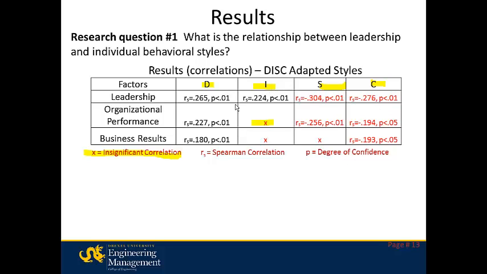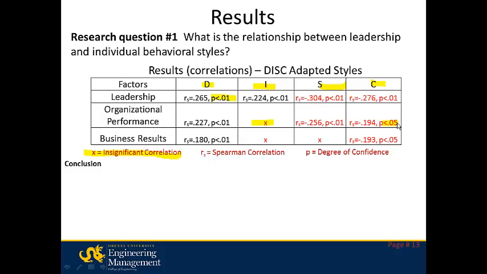Obviously, a degree of confidence P of less than 0.01 is a little bit more significant than one that is a P value of 0.05. However, both using SPSS are showing as statistically significant. So is there a relationship between behavior and leadership?